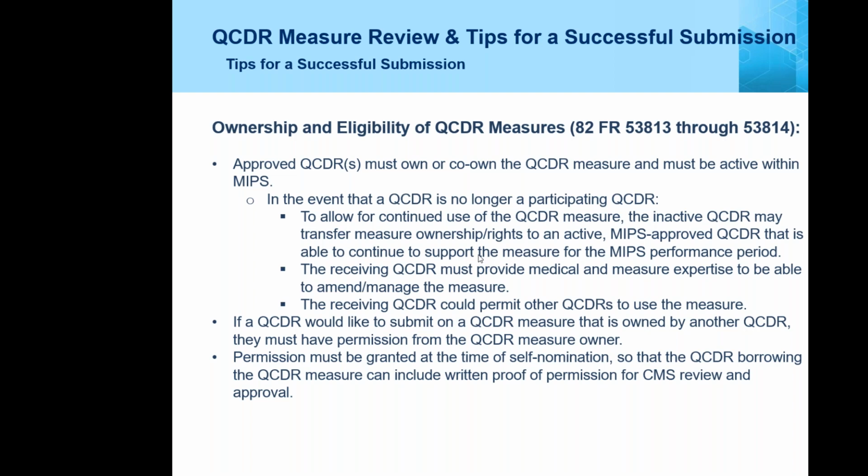The way that that is determined is if the QCDR is approved to be a third-party intermediary through this program. The receiving QCDR or new owner could permit other QCDRs to use the measure. So the responsibility of the borrowing QCDR is that you have to have permission from the QCDR measure owner. And that permission must be granted at the time of self-nomination so that the borrowing QCDR can include written proof of permission for CMS review and approval. And that's usually uploaded into that QCDR measure tab in the self-nomination tool.